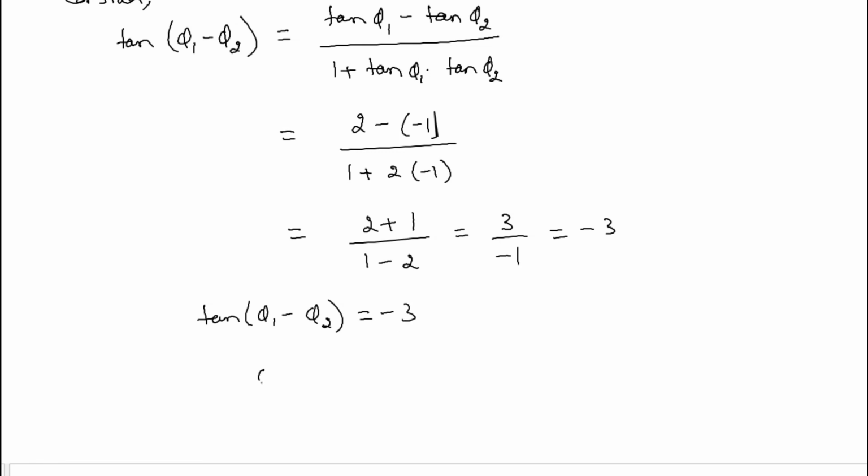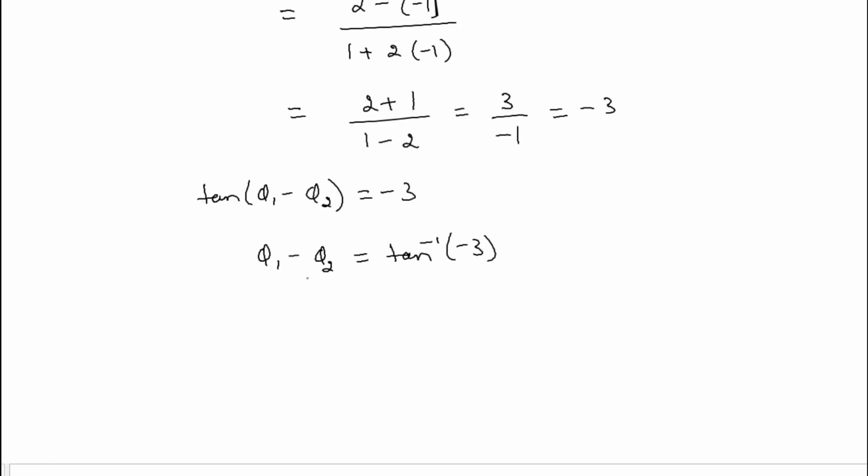Therefore, φ1 minus φ2 is equal to, if we take tan to the other side, tan inverse of minus 3. If we take the absolute value, the angle between the two curves will be the modulus of φ1 minus φ2. Since I am taking the modulus, tan inverse of minus 3 becomes tan inverse of 3. So that will be the required solution.